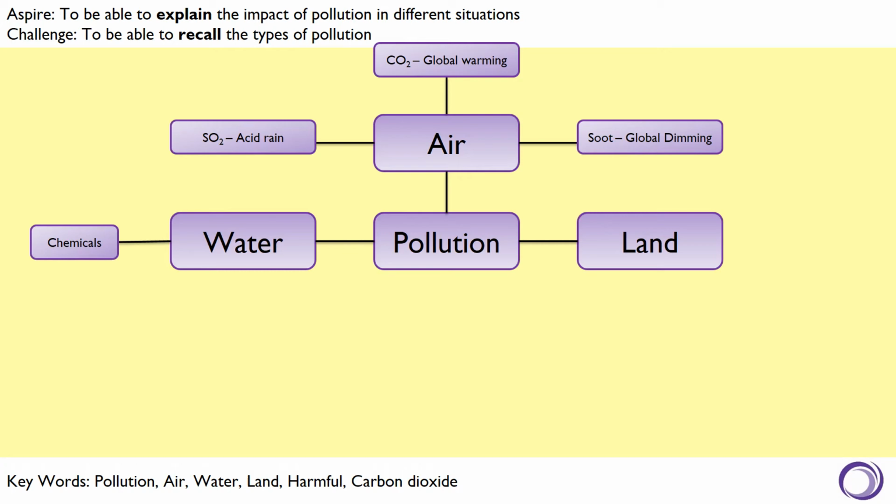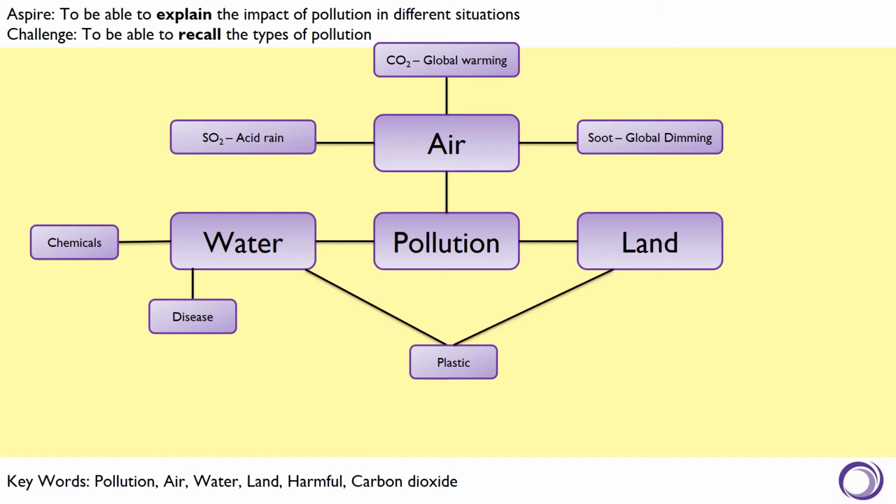In water pollution, we looked at the chemical water pollution, diseases that can be spread due to water pollution, and also plastic pollution. Now, I'm linking that plastic also to land because it can affect animals and organisms on land as well as animals and organisms in water. But also for land, we could have soil pollution and farming's contribution to pollution.